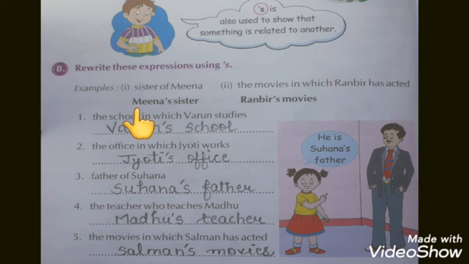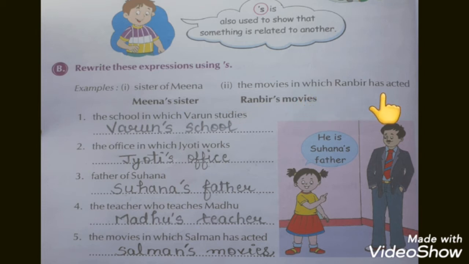So that's why we say Meena's sister. Because the apostrophe s shows who the sister belongs to, who she is related to. She is related to Meena. Now the next is the movie in which Ranveer has acted.